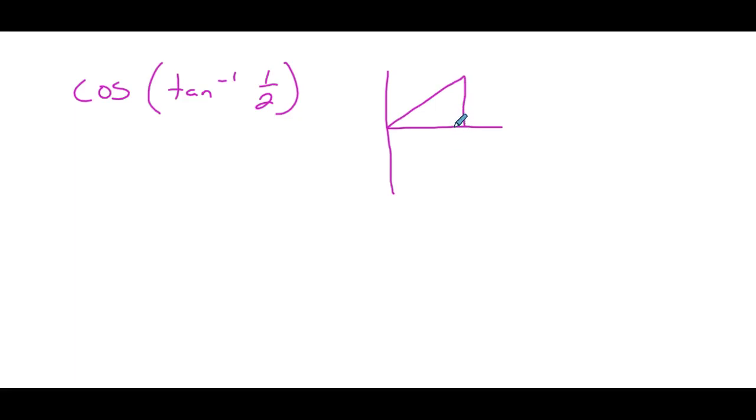So if we were to draw a triangle here, right, and here's theta. So 1/2, this is sine over cosine, or y over x. So this is a 1 and this is a 2. And you're going to have to find your radius, right? So the radius is equal to 1 squared plus 2 squared will equal radius squared. So that's going to give me 1 plus 4. So your radius is root 5.